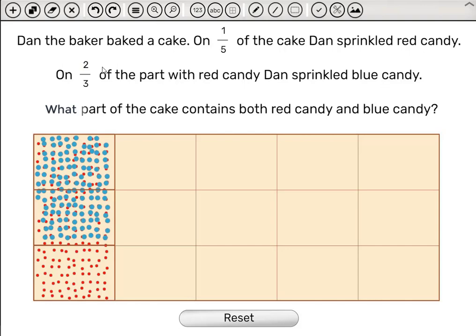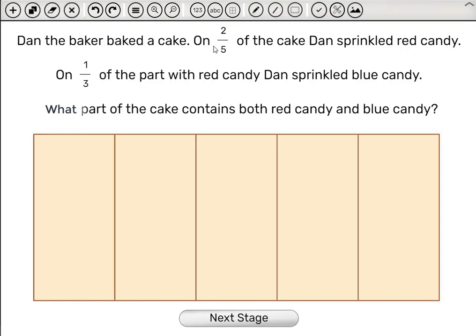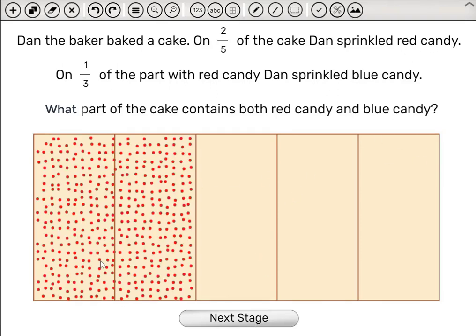Now, let's click Reset and have the other number be the non-unit fraction. So we'll click Reset, change this to a third, and this to 2/5. Now, the stages will work a little bit differently here. Let's click Next Stage. Here, Dan will sprinkle 2/5 of the cake with red candy. So we divided the cake into 5. And in the next stage, 2/5 are with red candy. Now, on the next click, these 2/5 are now combined to one piece. This is the piece that a third of it should now be covered with blue candy.